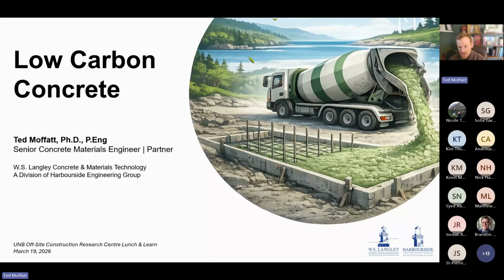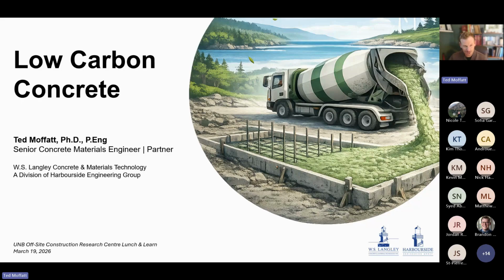W.S. Langley, Dr. Langley, was an independent consultant for over 30 years. He's been in the concrete industry for 60 plus years. He was an independent consultant up until about 2 years ago, when Harbourside acquired W.S. Langley, at which point I came on board. For the time being, we're keeping the name W.S. Langley Concrete Materials and Technology, a division of Harbourside, just because a lot of our clients throughout the U.S., Canada, and Europe know the name W.S. Langley. So for the time being, there's no reason to change it. So if you see W.S. Langley Concrete Materials, as of just under 2 years ago, they're a division of Harbourside.